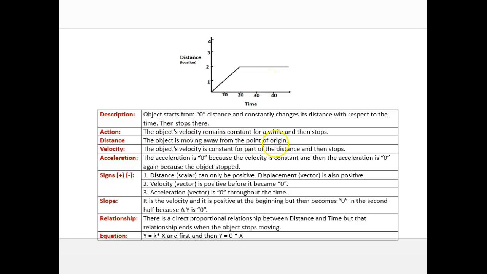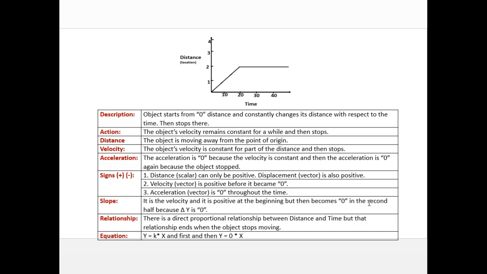The object is moving away from the point of origin. The object's velocity is constant for a part, and then it stops. Acceleration is 0 because the velocity is constant, and then the acceleration is 0 because the velocity is 0. The object has stopped. Alright, remember that distance is positive, although we don't usually consider distance as being positive or negative. We consider displacement as being positive or negative because it's a vector. So velocity is 0, acceleration is 0.